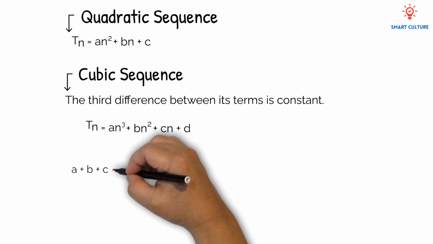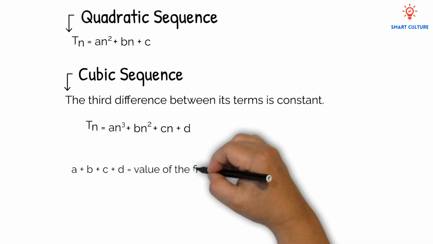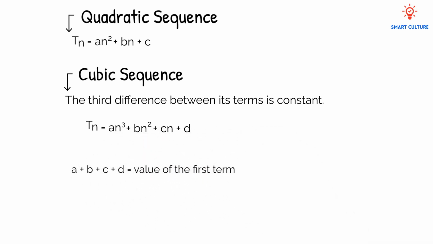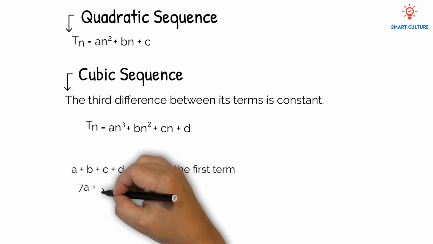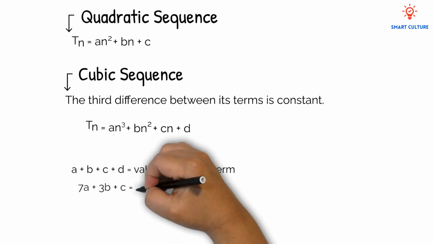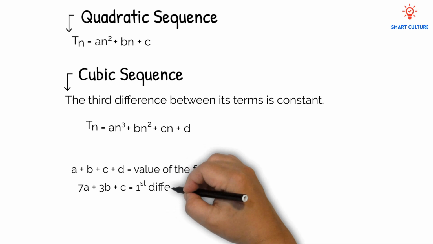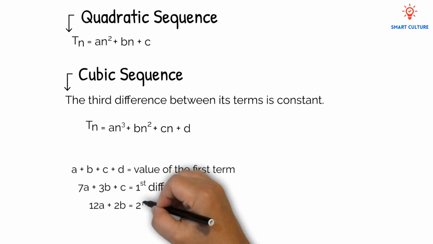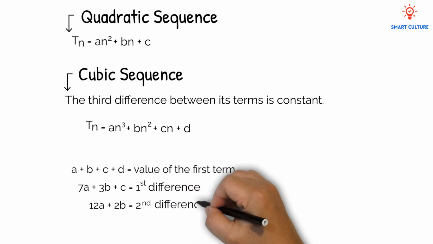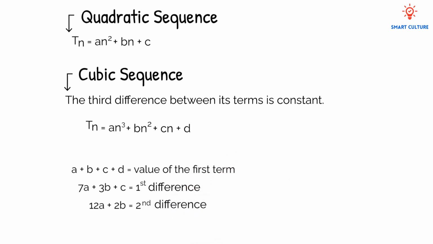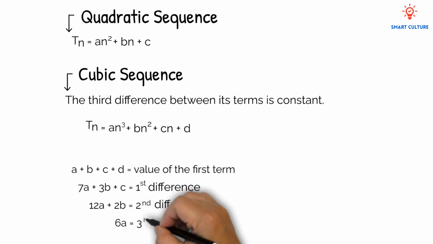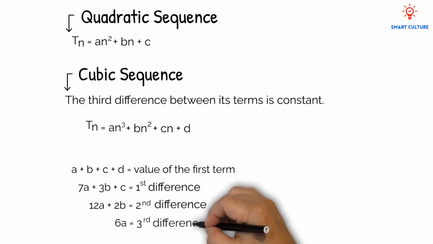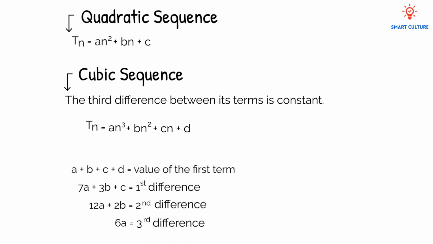So a plus b plus c plus d is equal to the value of the first term. 7a plus 3b plus c is equal to the difference between the first two terms. 12a plus 2b is equal to the second difference, and 6a is equal to the third difference. So we'll use these four equations to determine the rule for the nth term of a cubic sequence. Let us take a look at this example.